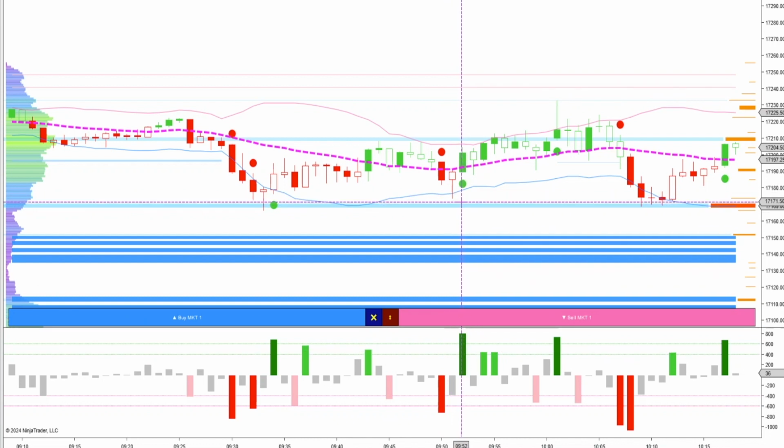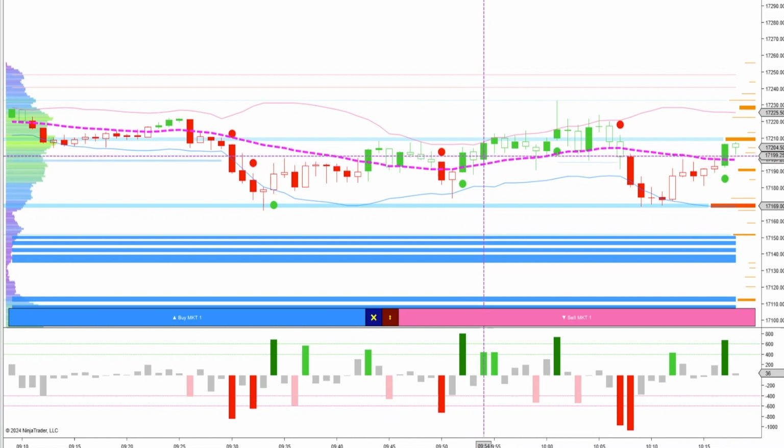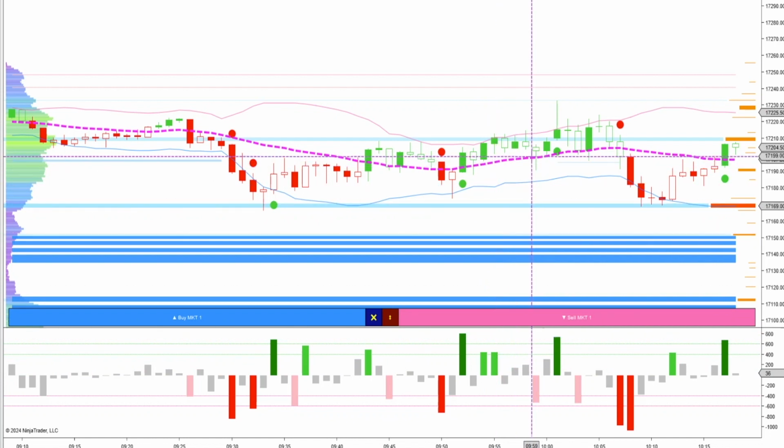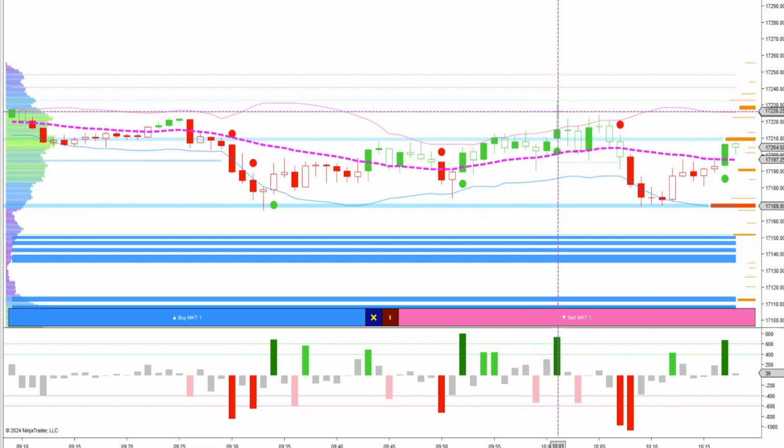Here we get some strong bullish delta, a nice close above the 20, get a little pullback, nice move up, get some continued moderate bullish delta coming in. We have a nice rejection off of the 20 SMA with this wicky candle here, get a little move higher.